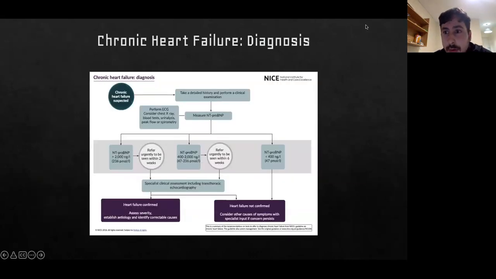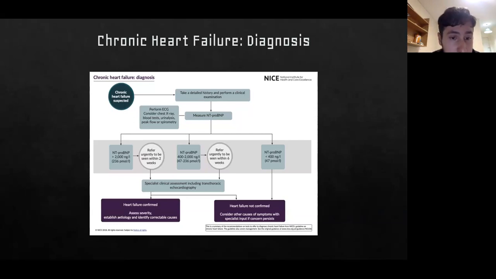As with a lot of things in GP, this is very focused around guidelines and what NICE wants them to do. So if we suspect chronic heart failure, what do we do in the GP setting? We first take a detailed history and do a clinical examination. After that, we move on to bloods, and we have a blood test that's very powerful in detecting heart failure, and this is NT-proBNP, a marker of heart strain, particularly left heart strain. On the side, you can also do ECGs, X-rays, urinalysis, peak flow and spirometry. But the key is this NT-proBNP.